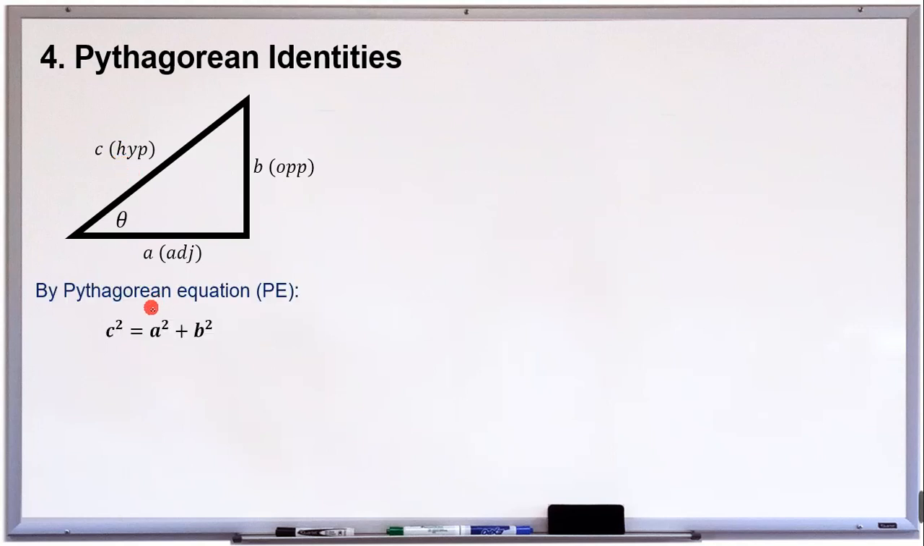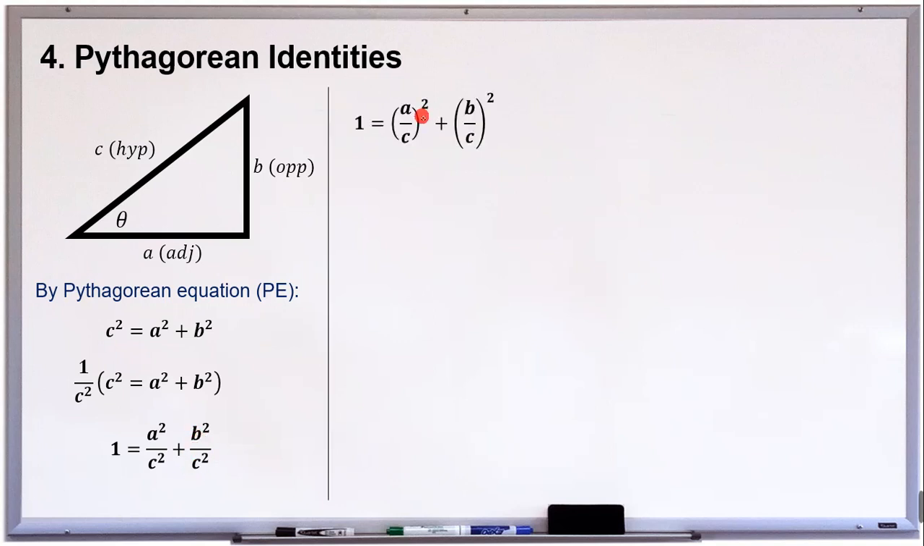Now, by the Pythagorean equation, we relate these three sides into the form c squared is equal to a squared plus b squared. Now, if we multiply both sides of this equation by 1 over c squared, the result is 1 is equal to a squared over c squared plus b squared over c squared. Now we are going to extract the exponent, and then use the trigonometric ratios: sine theta is equal to the opposite over the hypotenuse, that is b over c, and the cosine of theta is the adjacent over the hypotenuse, so we have here a over c.